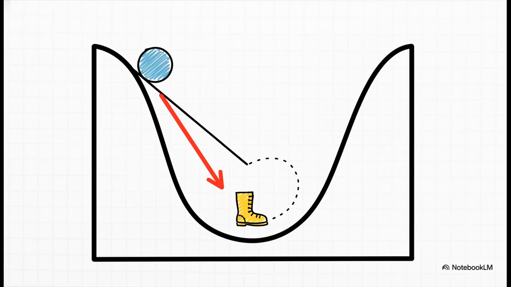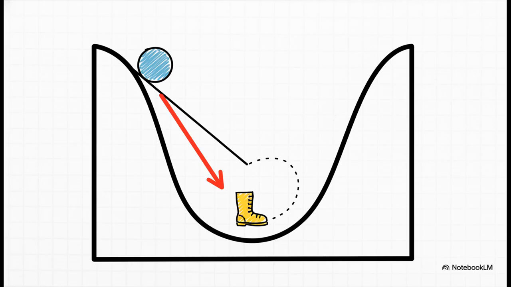To get a better value for any of our theta knobs, we take its current value and we subtract a little bit. How much? Well, that amount is decided by two things. First is alpha, the learning rate. That's the size of the step you take. And it's a classic engineering trade-off. If it's too big, you might jump right over the bottom of the valley. If it's too small, it could take forever to get there.